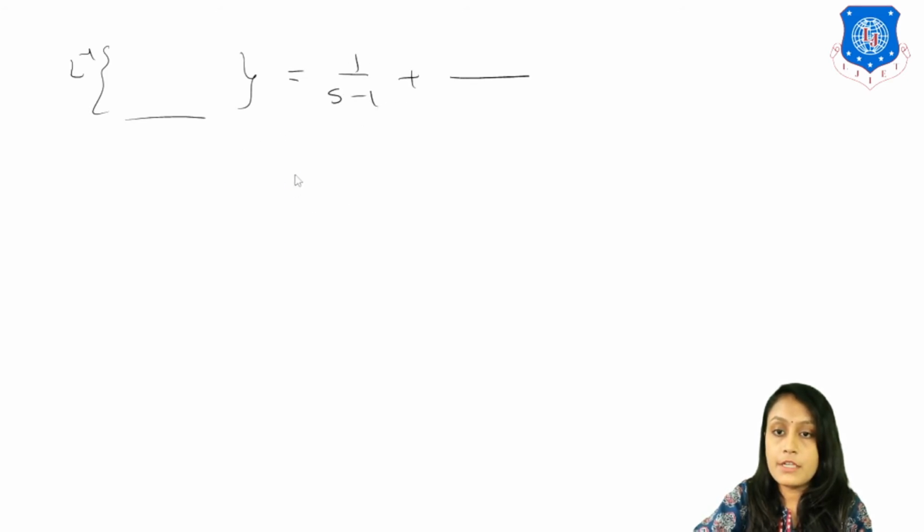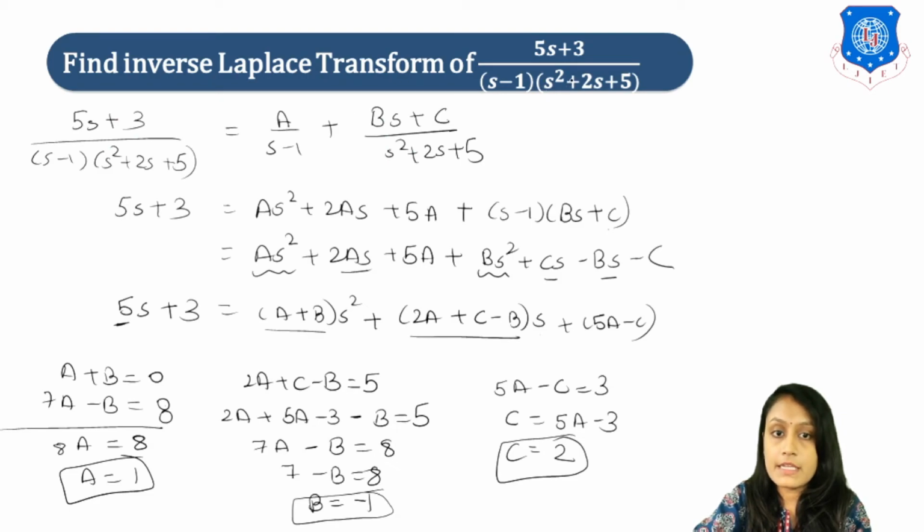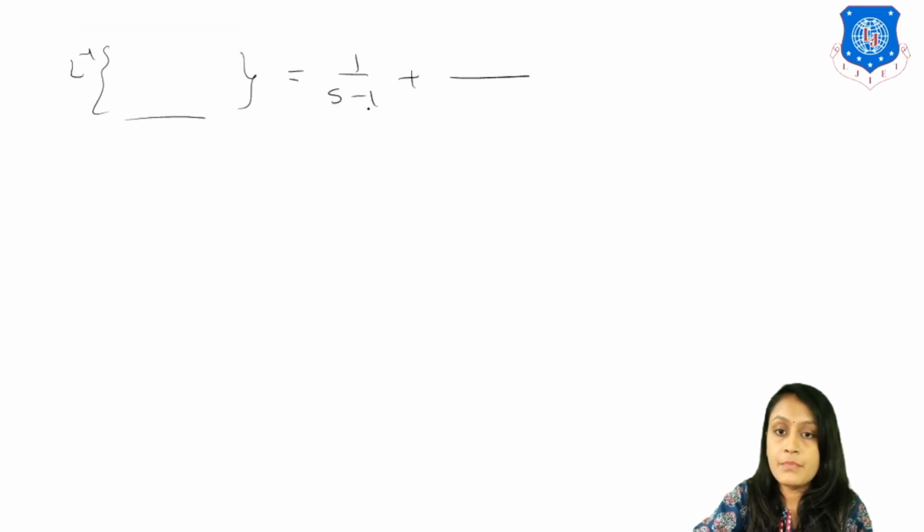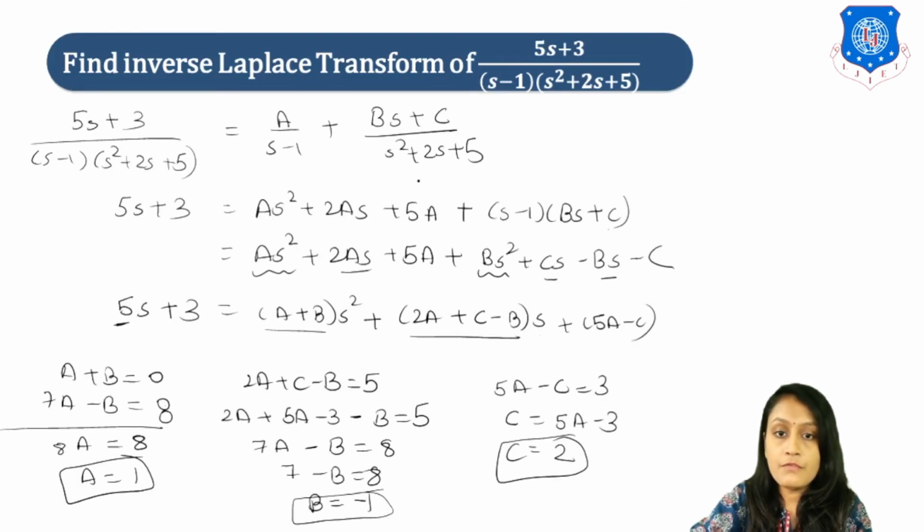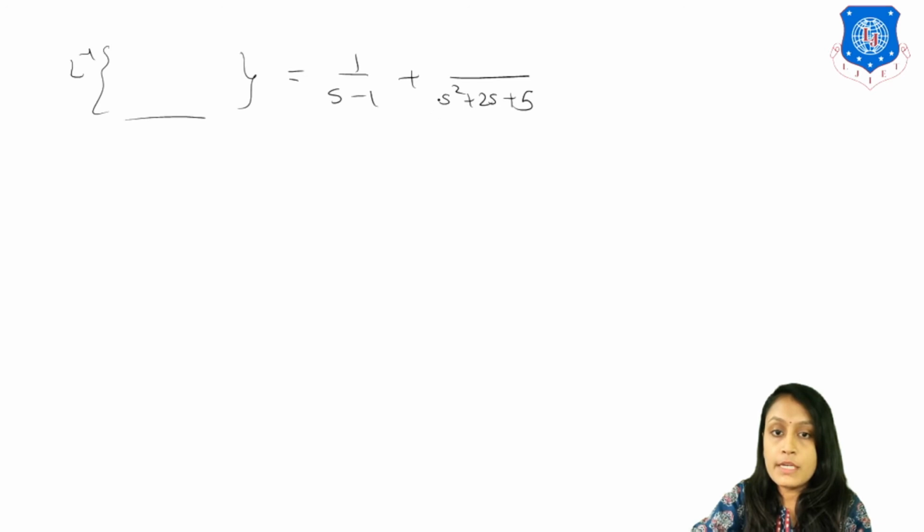So what is the denominator? First we will write the denominator, that is s square plus 2s plus 5, and in the numerator, in place of b we have to write minus 1, in place of c we have to write 2. So what you will get? 2 minus s, correct?